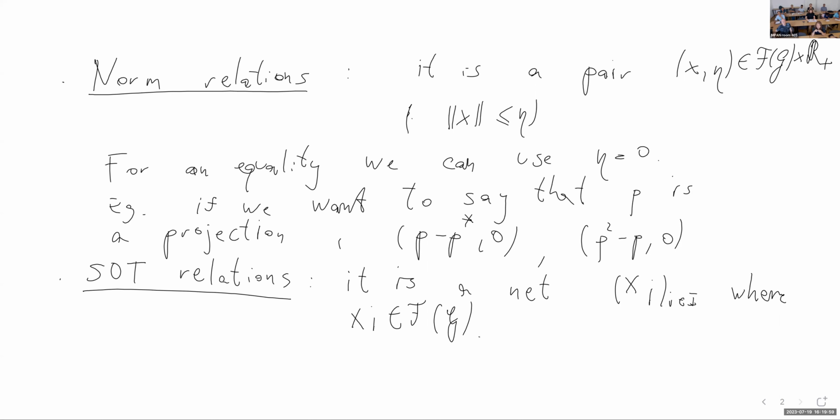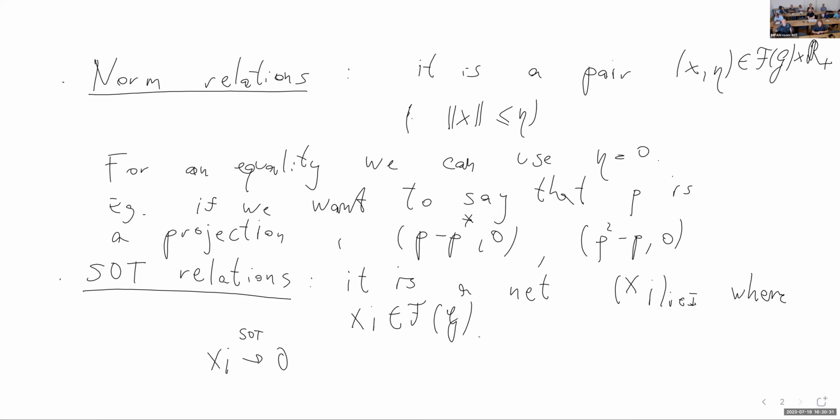And what I want this to mean is that xi converges to 0, but with respect to the strong operator topology. Of course, once we represent these elements in a Hilbert space, I want them to converge to 0. That's what this relation is going to be. So this is the kind of thing that I want to impose.